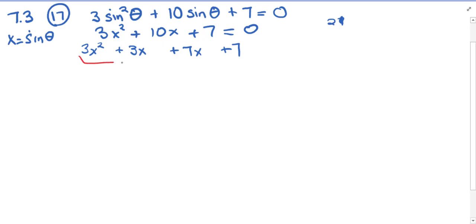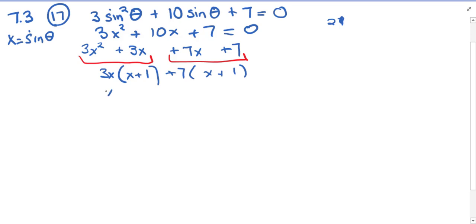So I'm going to group these first two together, take out a common factor. So we'll take out a 3x, and that will leave x plus 1. The second group, take out a 7, and that will leave x plus 1. And then we have a common binomial. So we have the x plus 1 times, pick up your pieces out here, 3x plus 7 equals 0. So it's factored.